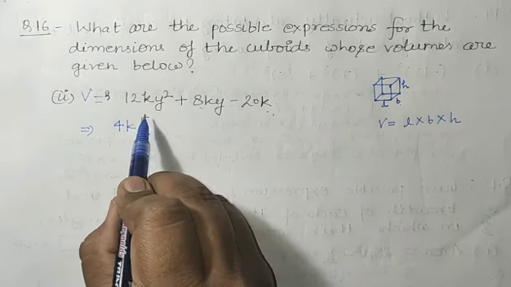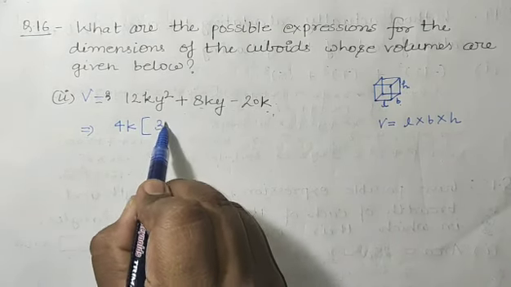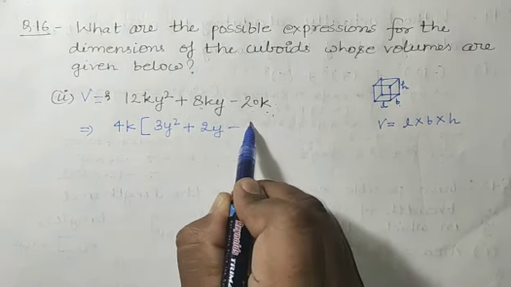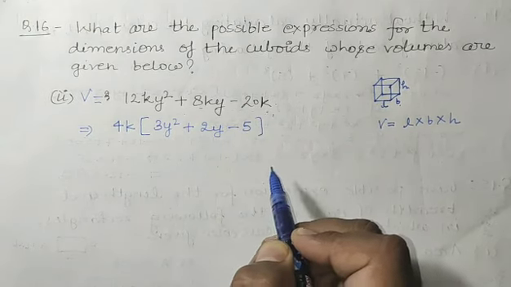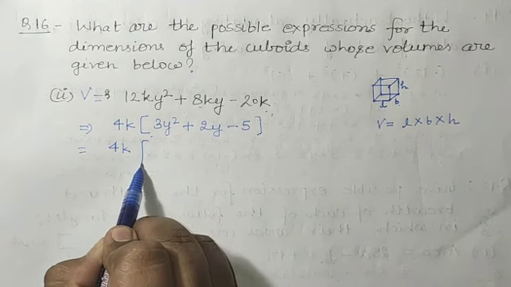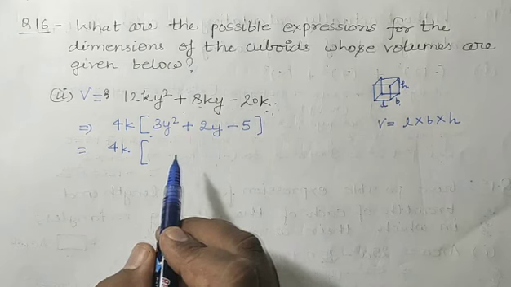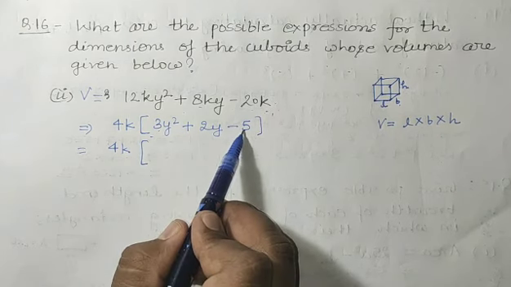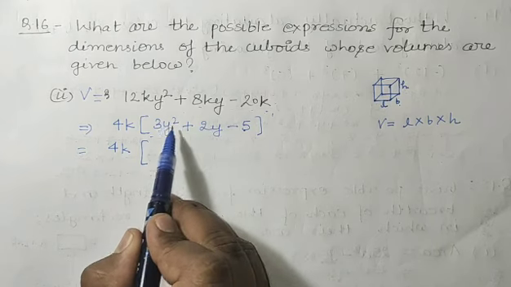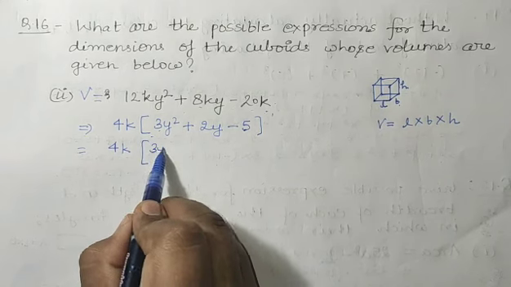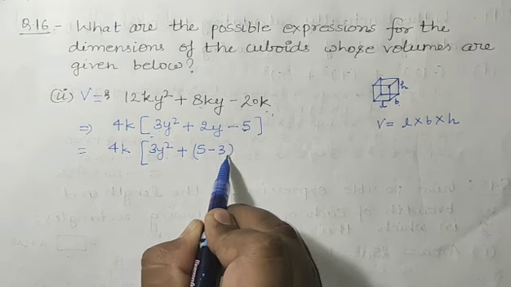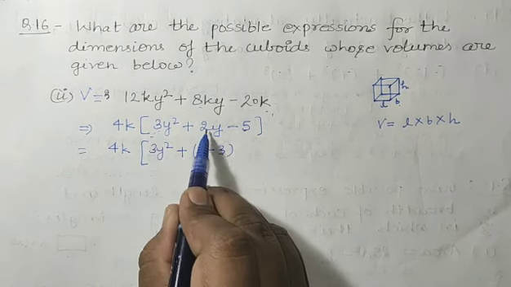If you take common 4k, what will be left here? 3y square plus 2y minus 5. Now this bracket is a quadratic polynomial, so you can factorize it. How can you factorize it? 3 fives are 15. So you will find two numbers whose difference is 2 and product is 15. We know very well that we can write this 2 as 5 minus 3. So 5 threes are 15 and 5 minus 3 will be 2.